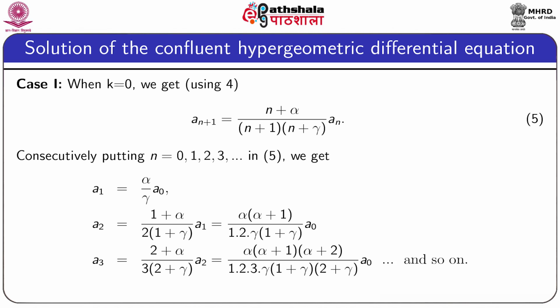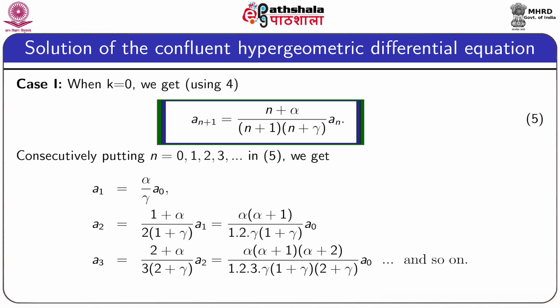In the first case, we put k equal to 0, and using equation 4 we will get the recurrence relation as a n plus 1 is equal to n plus alpha divided by n plus 1 into n plus gamma a n, given by equation 5.